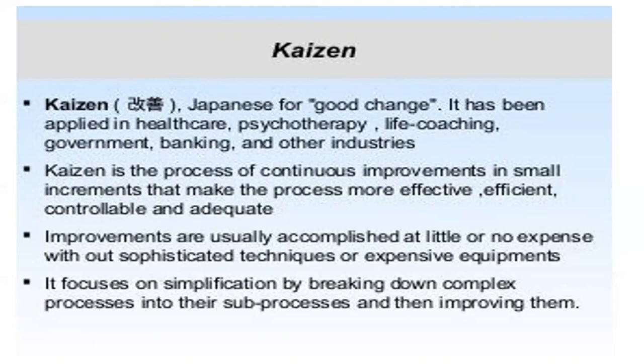Kaizen is the process of continuous improvement. Kaizen is a process of continuous improvement through small investments that makes the process more effective, efficient, controllable, and adequate. Here we are trying to make improvements at a continuous level, making the process more effective, efficient, controllable, and adequate. The improvements are usually accomplished at little or no expense, without sophisticated techniques or supervision equipment.